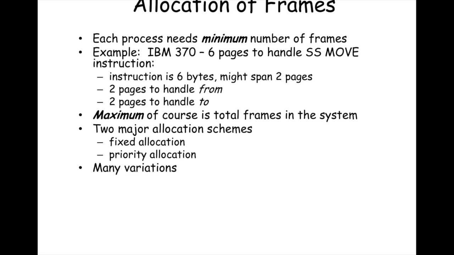And this is just to say that your instructions can require a minimum number of frames, and your process, therefore, needs a minimum number of frames in order to operate. And so the maximum available number of frames is the total frames comprising all of your main memory. And there are 2 major flavors of scheme or approaches that are used to allocate the frames needed by each process to those particular processes' pages. One is called fixed allocation, and the other is priority allocation. And there are all sorts of variations, but just to give you a high-level view of the approach.